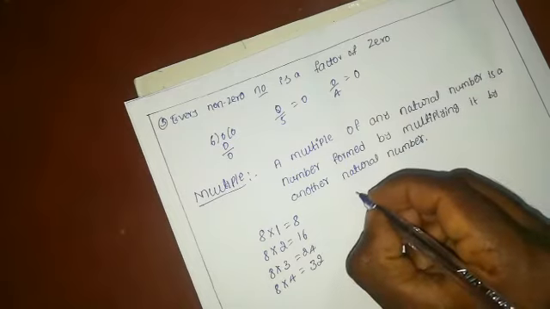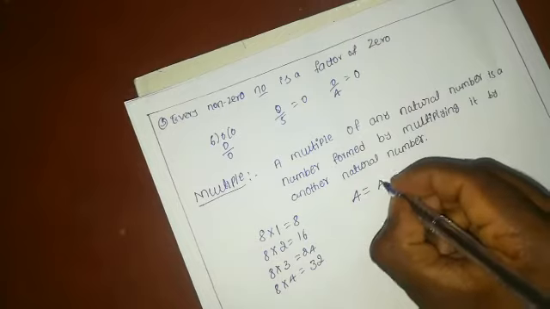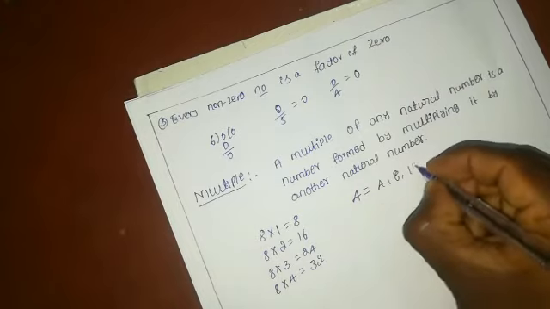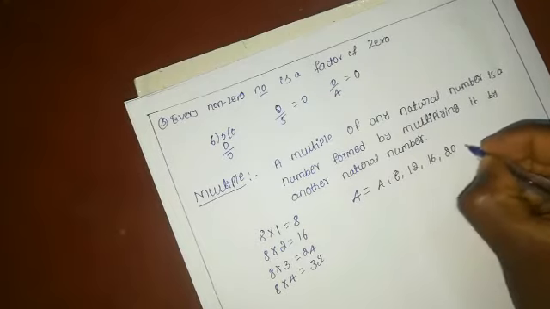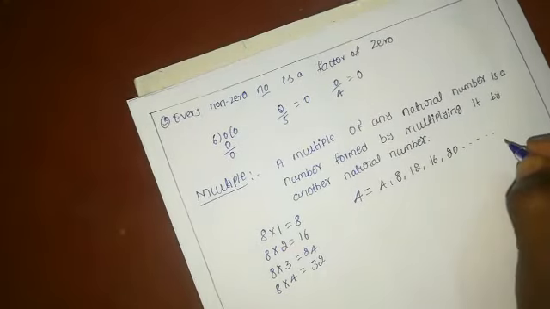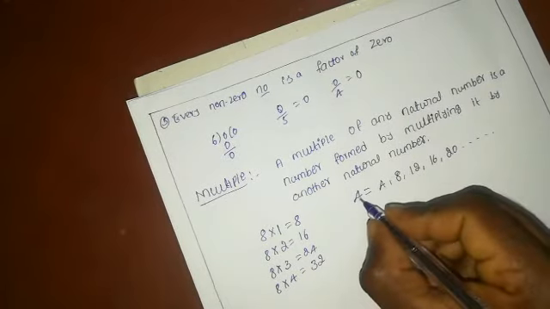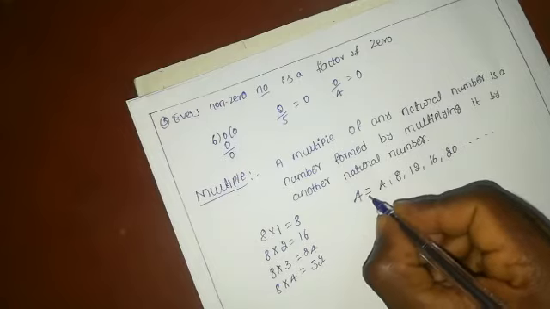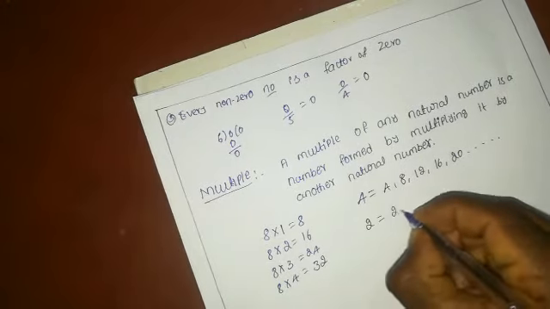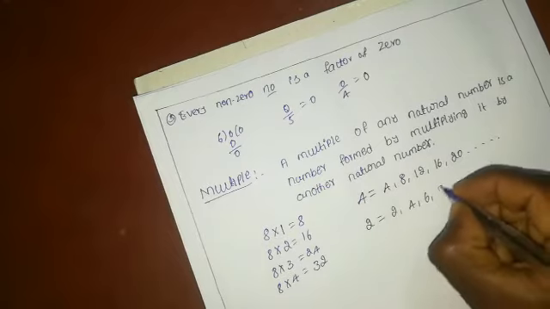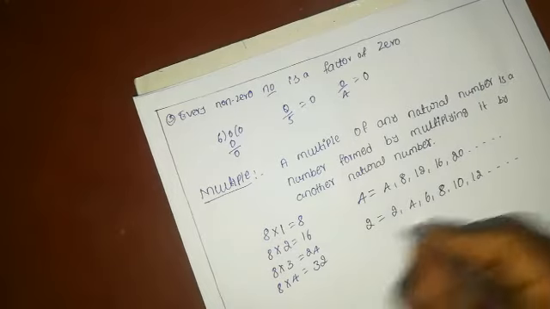Let's see one more example. We have to find the multiples of 4. 4 1s are 4, 4 2s are 8, 4 3s are 12, 4 4s are 16, 4 5s are 20, like this. These are all the multiples of 4. For example, find the multiples of 2. 2 1s are 2, 2 2s are 4, 2 3s are 6, 2 4s are 8, 2 5s are 10, 2 6s are 12, and so on. These are all the multiples of 2.